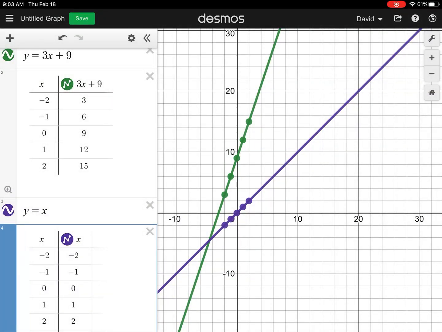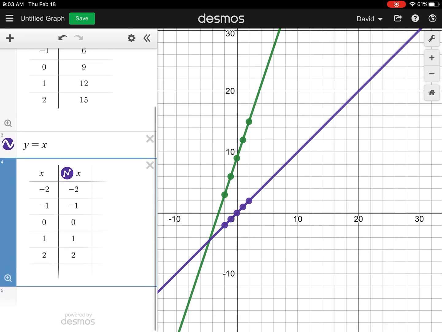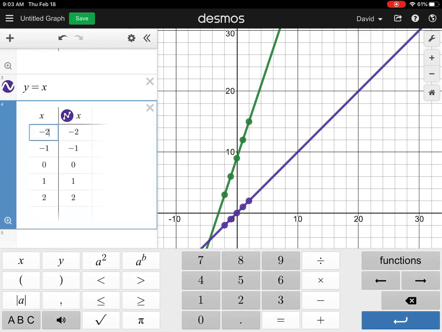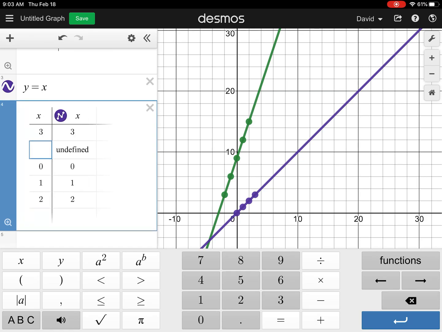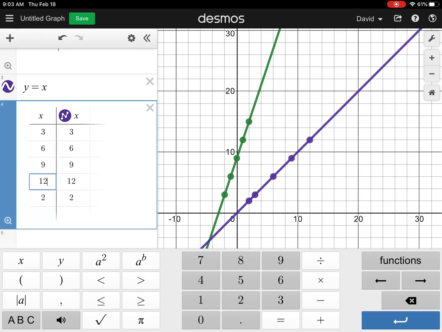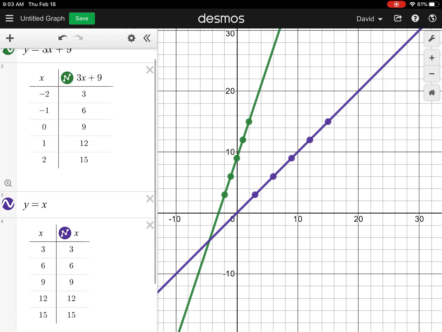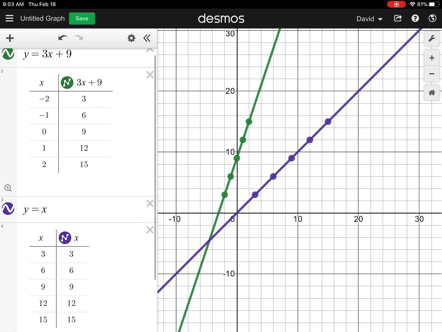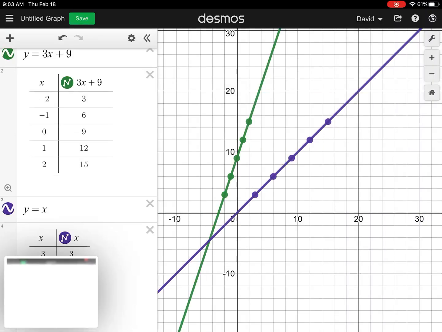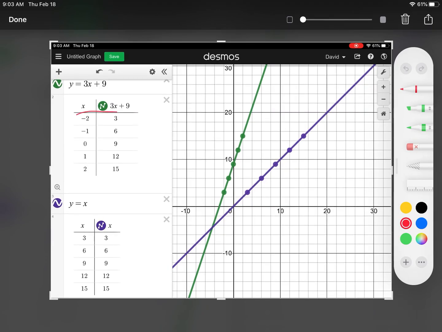So if I take 3, 6, 9, 12, 15 and put them on the second graph, maybe that would help. So 3, 6, 9, 12, 15. Okay, so this might be better. Let's see. Again, I'm looking for this to be changed here. Nope, it's not the same.